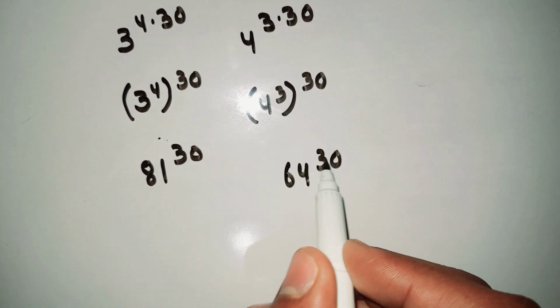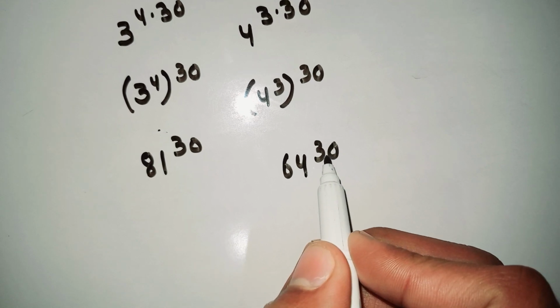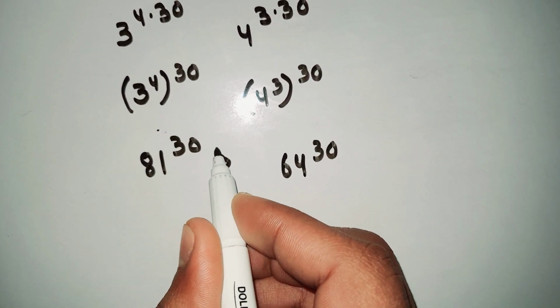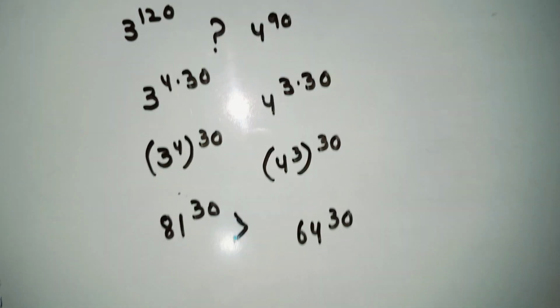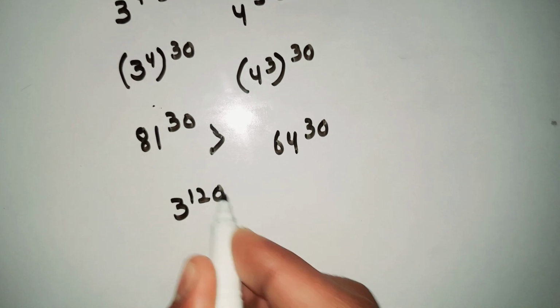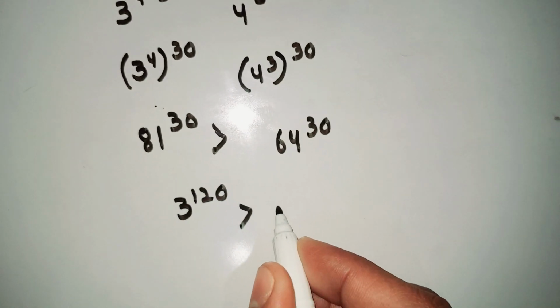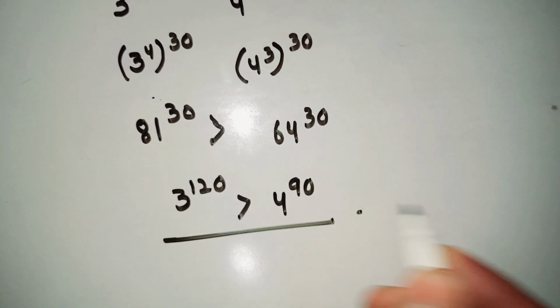So when the powers are the same, here we now see 81 power 30 and 64 power 30. So we see that 81 power 30 is greater than 64 power 30. So it means that 3 power 120 is greater than 4 power 90. So this is our answer.